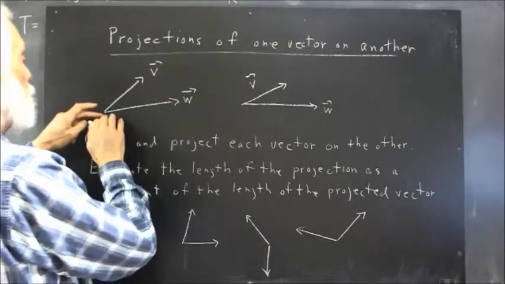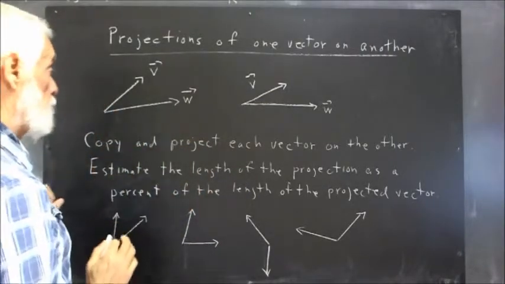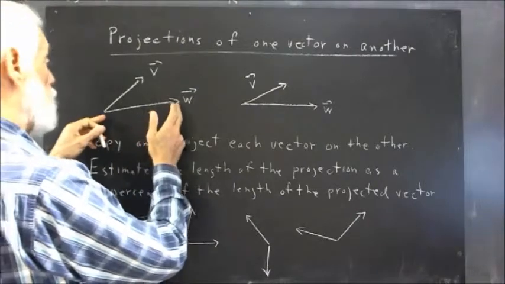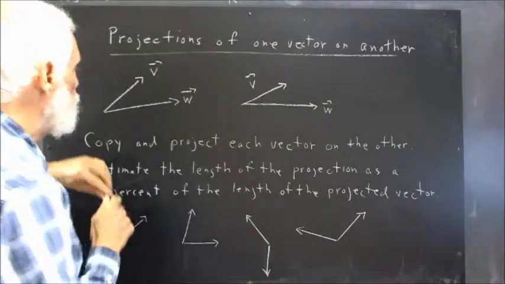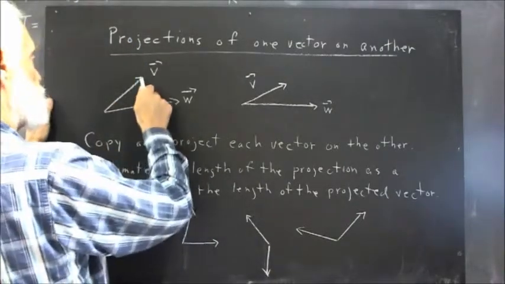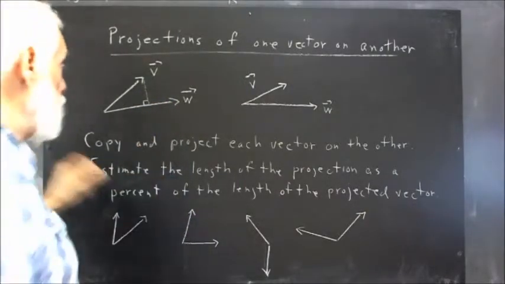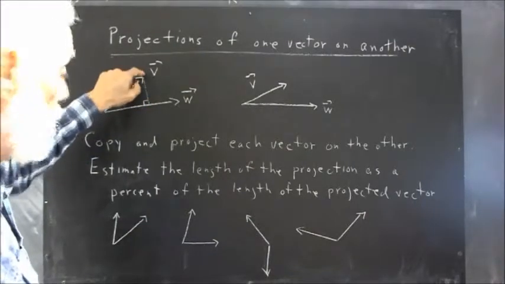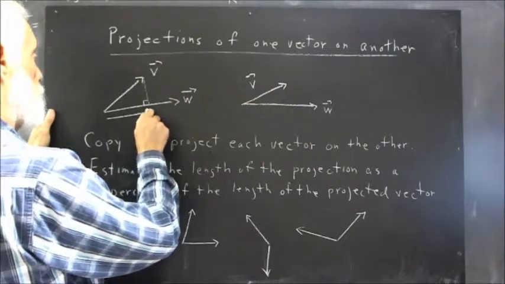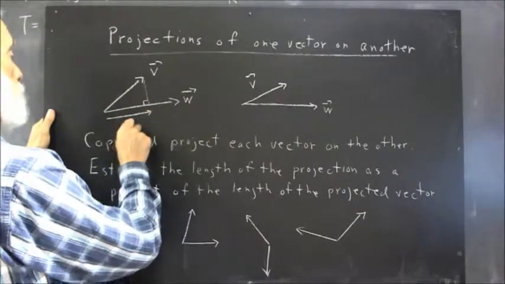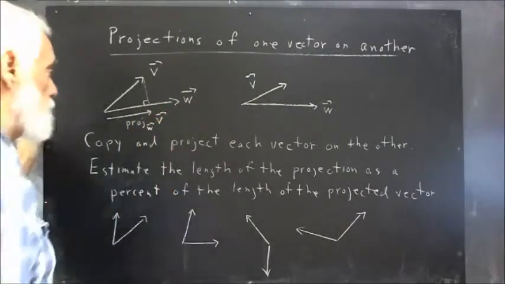If the vectors don't have common endpoints, you're going to have to move one or both of them to the point where they have the same common endpoint without affecting the length or the direction of either vector. Now, to project the v vector onto the w vector, I simply need to draw a projection line at a right angle to the w vector starting from the end of the v vector. And then the projection vector is just this. So this is the projection onto w of the vector v.